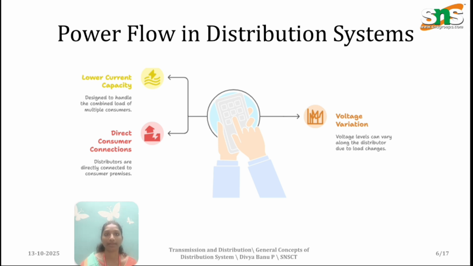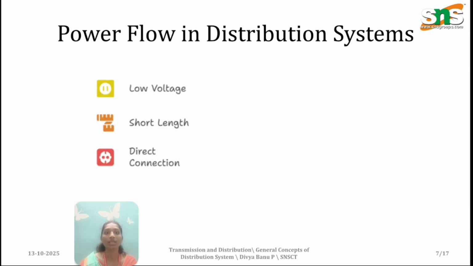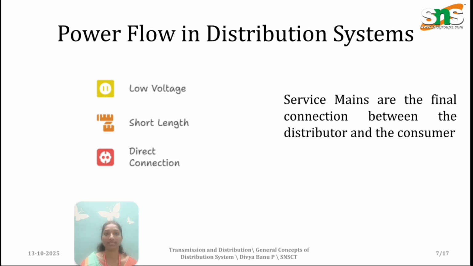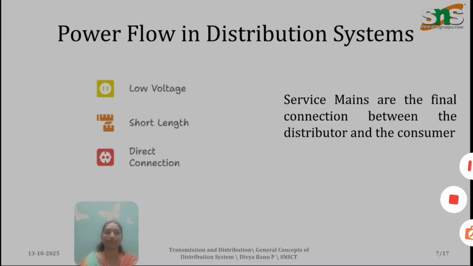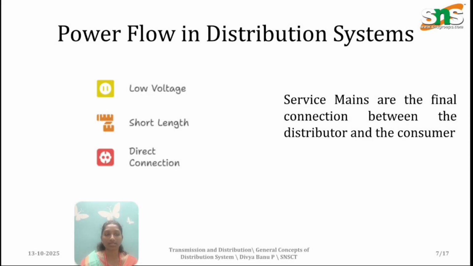Where low current capacity, direct consumer connections, and voltage variations are very important parameters which we have to select before distributing to the consumers. So next one is service mains. Service mains are the final connection between the distributors and the consumers. The main parameters that we have to consider here are low voltage, short length, and direct connection.